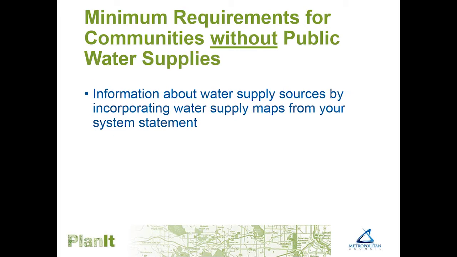Communities without public water supplies do not need to fill out the Local Water Supply Plan template. However, these communities should still include information about water supply sources by incorporating water supply maps from your system statement. This information should be included in appropriate places in the comprehensive plan, and those are due to Metropolitan Council by December 31st, 2018. The next 3 slides will illustrate the type of water supply information found in those community system statement maps.